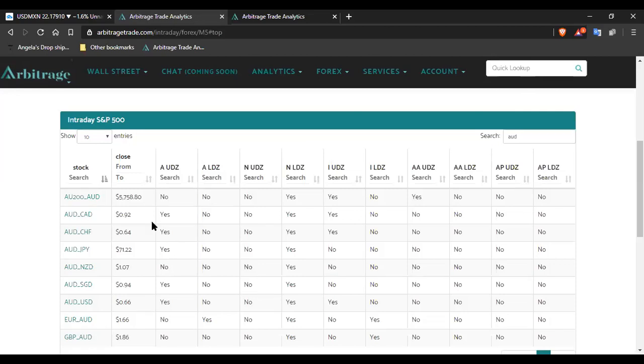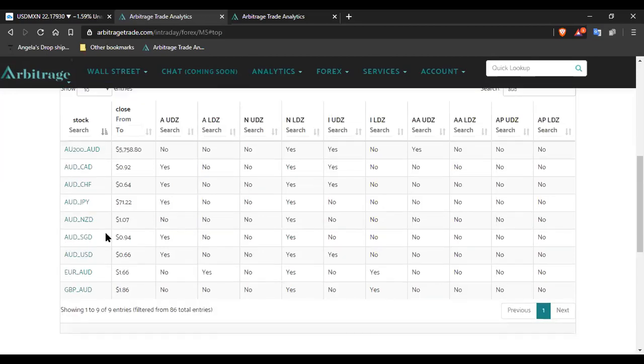AUD-CHF. I don't know if you guys trade that. I'll take a look at that as well, but I don't trade it personally. But I'll take a look at it. I don't trade SGD, AUD-USD. It's up at the upper danger zone. That's definitely going to be interesting to see how that looks.